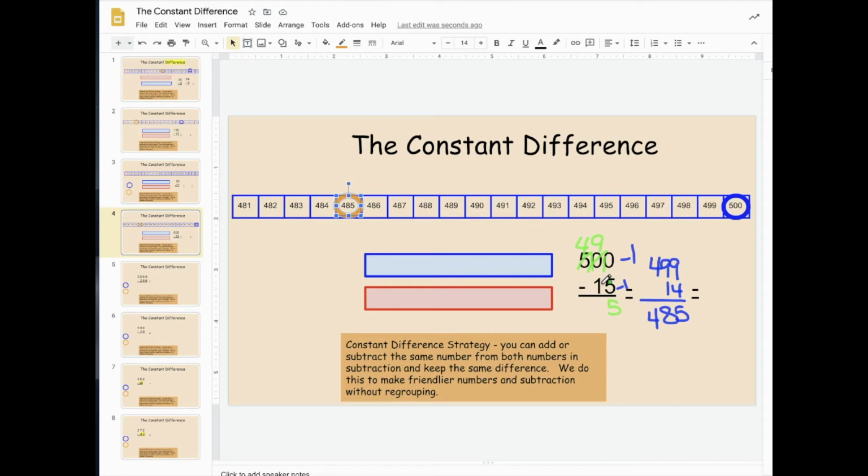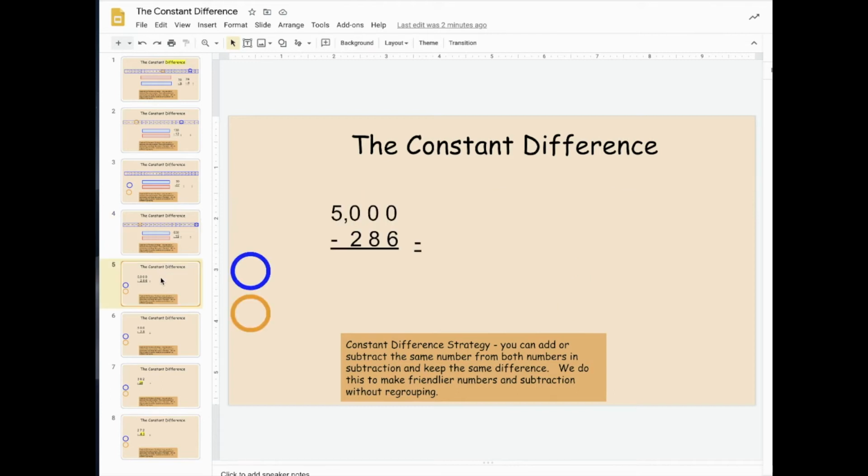9 tens minus 1 ten is 8 tens. And 4 hundreds minus no hundreds is still 4 hundreds. Did I get the same answer? Yes. I hope this is convincing you to try the constant difference. It's a fun strategy I like.